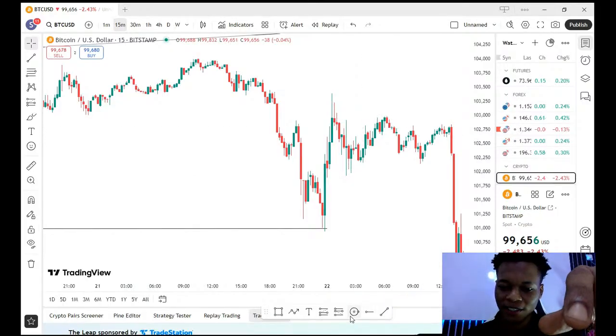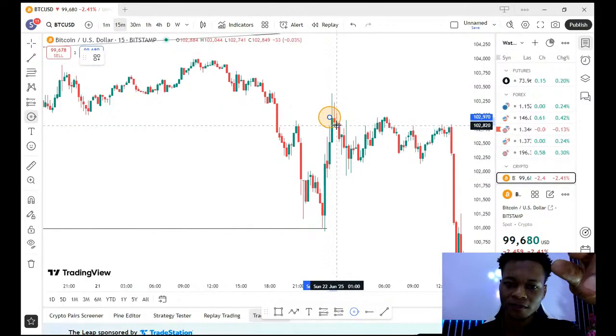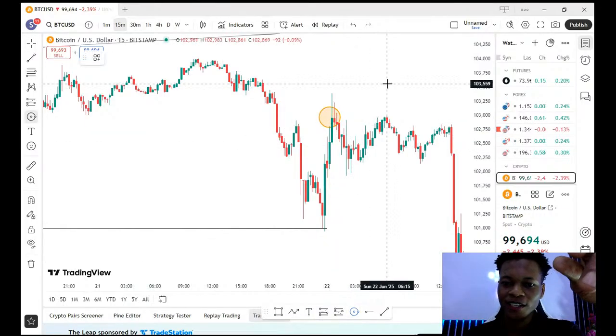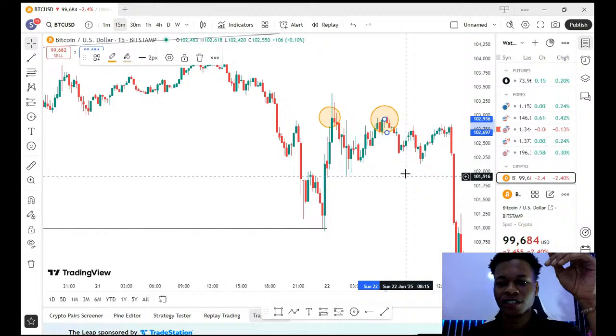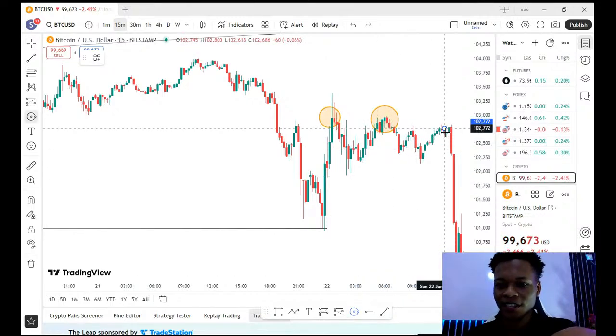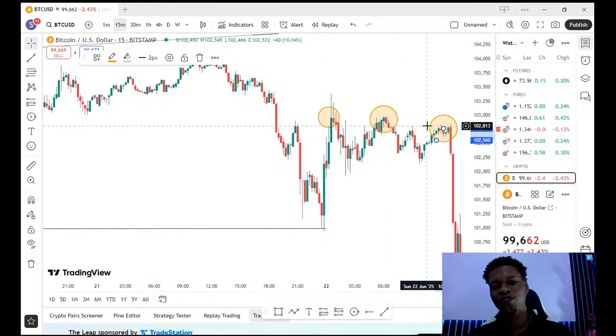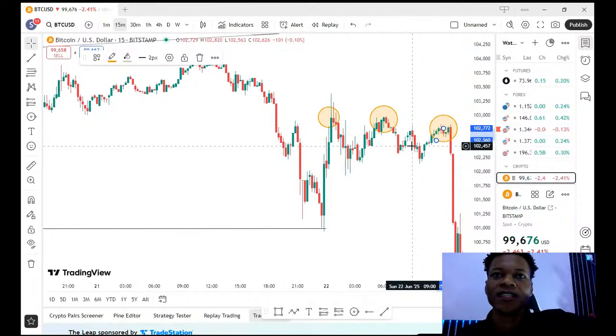This is the first head here. This is the first shoulder level, and this is another shoulder level, and this another shoulder level here. So this is the head, and this is another shoulder level. Price came all the way to this particular zone, and boom, price started selling down.